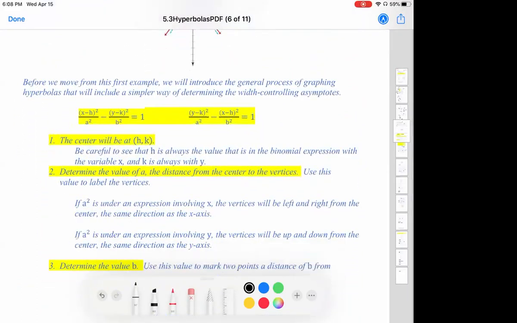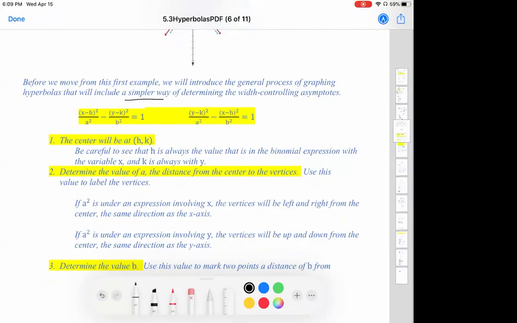Before we move from this first example, we introduce a general process for graphing hyperbolas that will include a simpler way. I know what we did above was kind of different. I think it's just trying to explain more of the calculus side as to how these numbers happen. But we can do this a bit simpler using techniques that we learned previously, like when we graphed an ellipse.